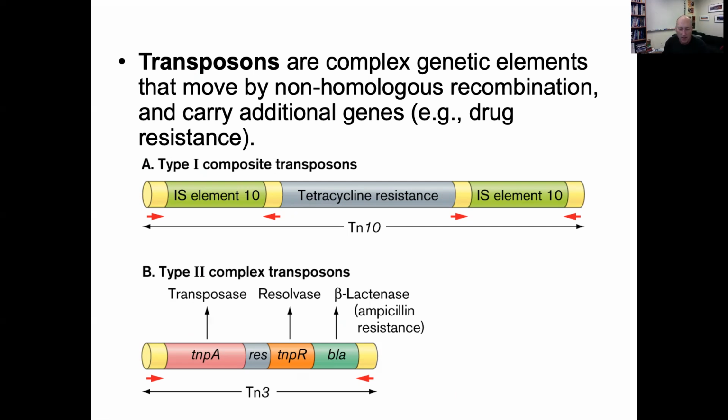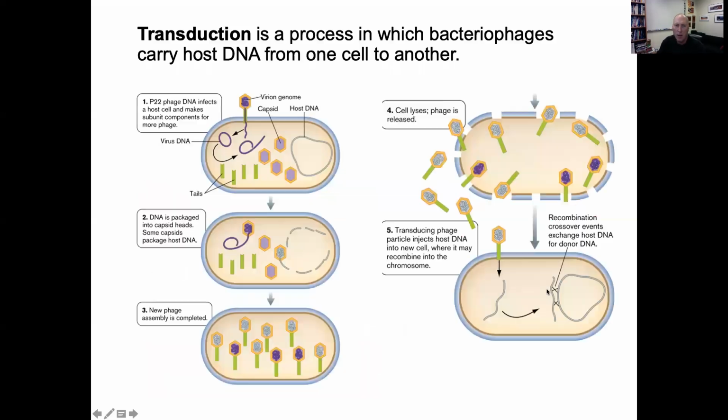I'm not going to go into this in great detail other than to say that these are mobile genes. When they were first discovered, they were called jumping genes. They can move around in a genome and jump onto a plasmid, jump off of a plasmid. Plasmids can carry them into new cells, etc. So they're important mobile elements.